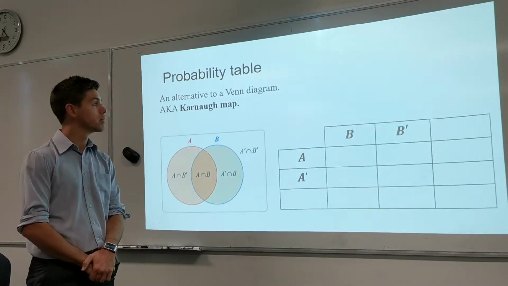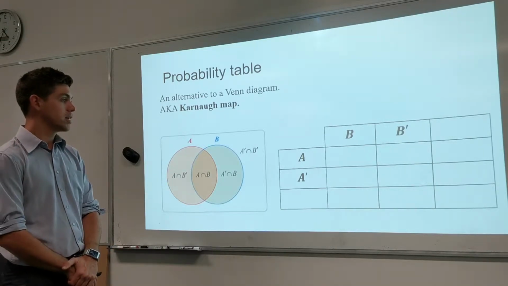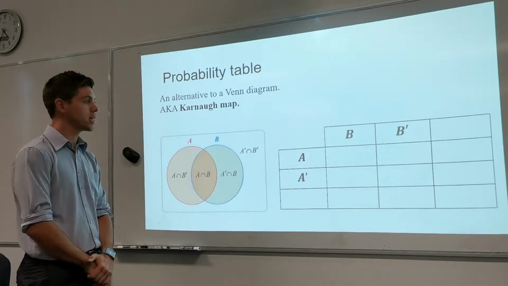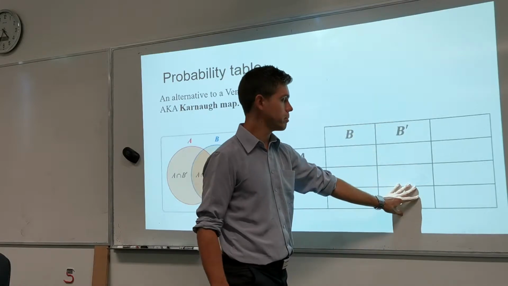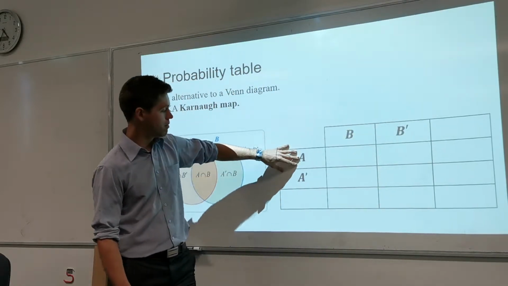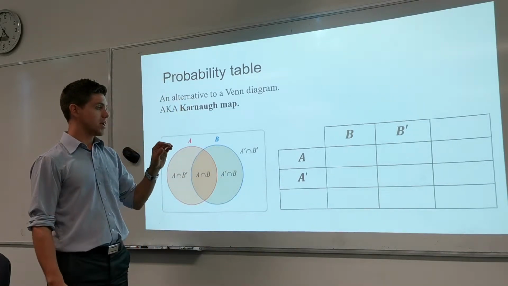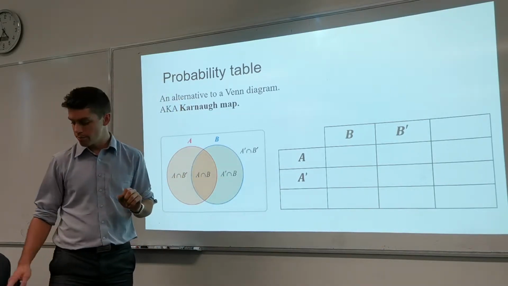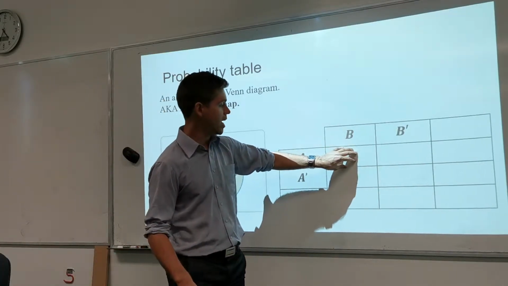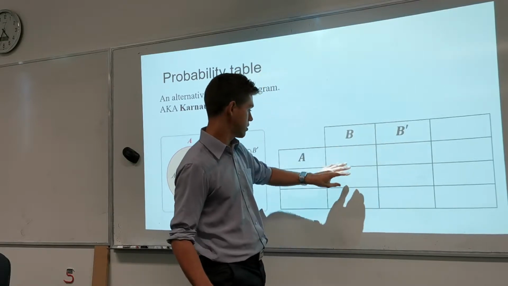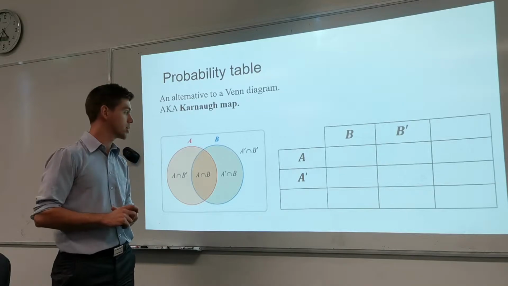So what is a probability table? You might have seen this before. It's also known as a Karnaugh map, and what it does is it matches up an event with its complement. So the event A and its complement. And it's another visual representation, but it's very, very useful for when dealing with probabilities, because if we have the probability of A occurring and not A occurring, we can make some very, very quick calculations.